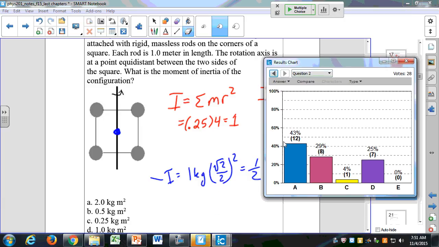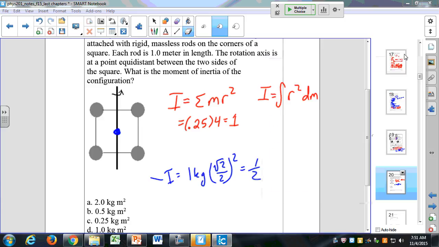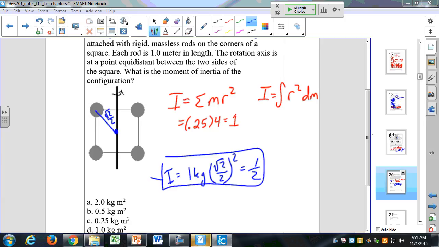Okay, let's see. A is the right answer. Here I have four objects. They all contribute to the moment of inertia. I have this object, which is a distance square root of 2 over 2, the same distance that we found before, right? Half that hypotenuse. And it has a mass of 1 kilogram. So it actually has a moment of inertia of a half, just like it did before, because that distance is still the same. So I have a half kilogram meter squared for this object.